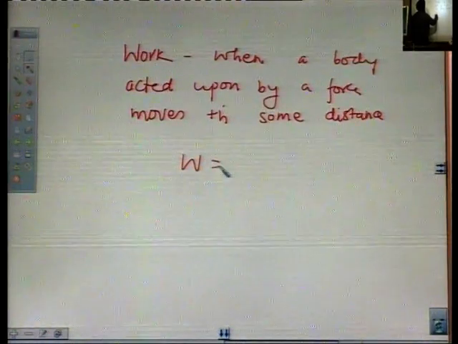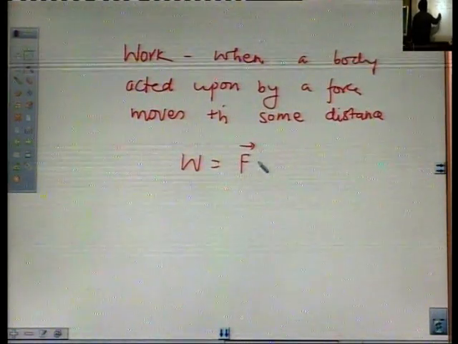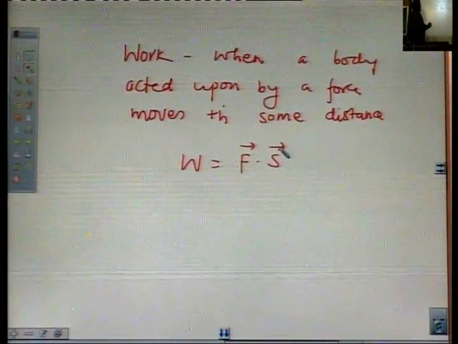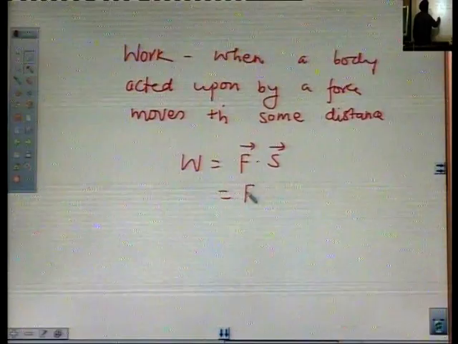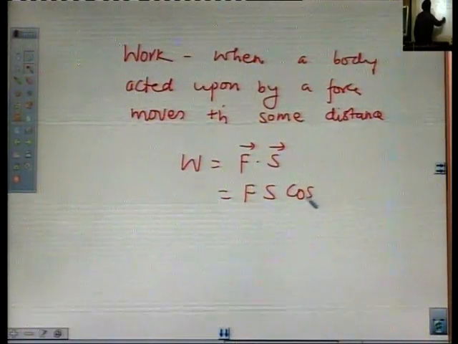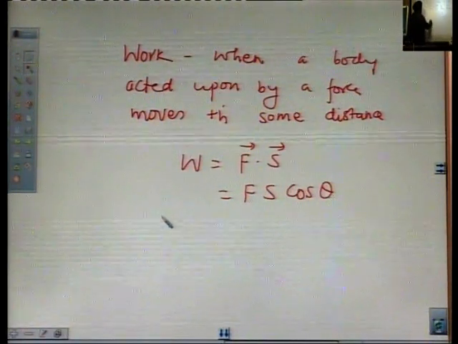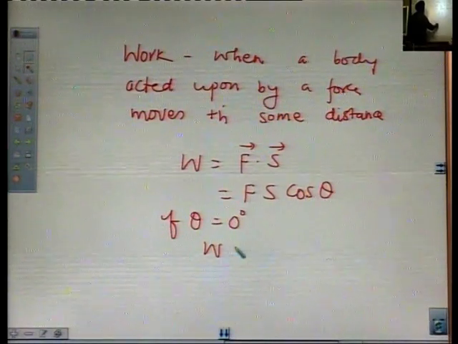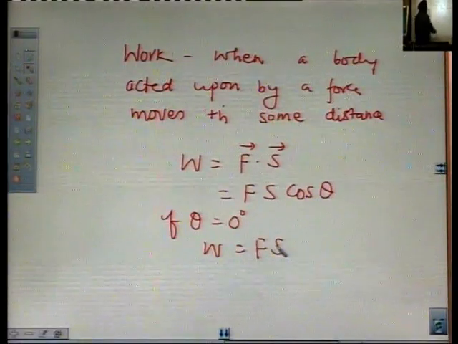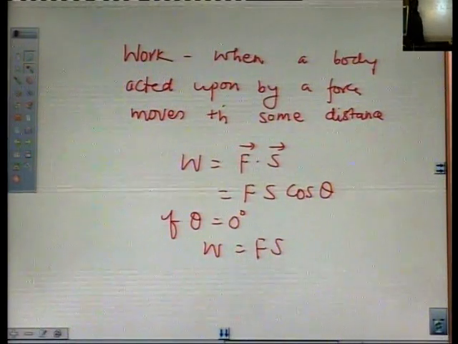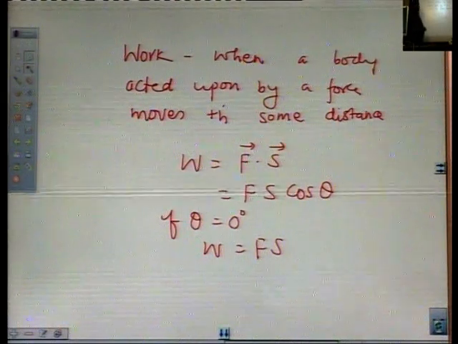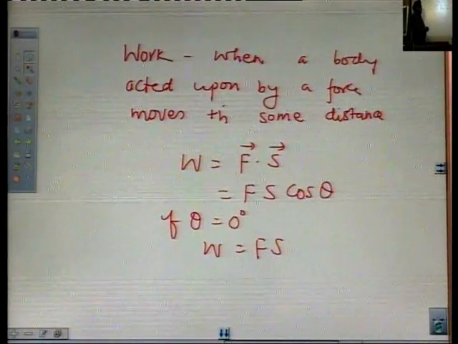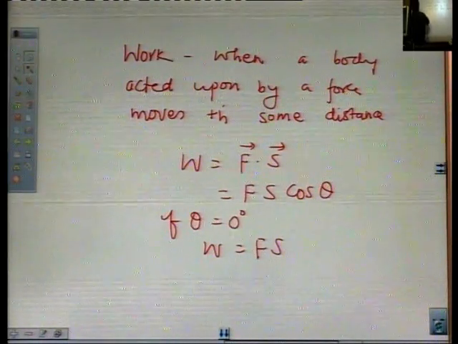Work is given as the dot product of force and displacement, or work is Fs cos theta. If theta is 0 degrees, work done is F into S, that is, maximum work is done when a force acting on the body moves the body in the same direction as that of the force.